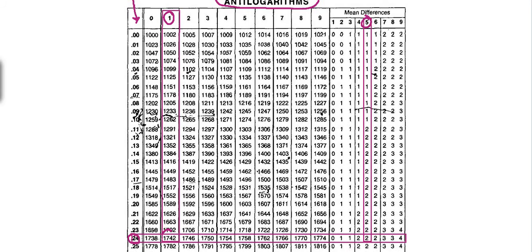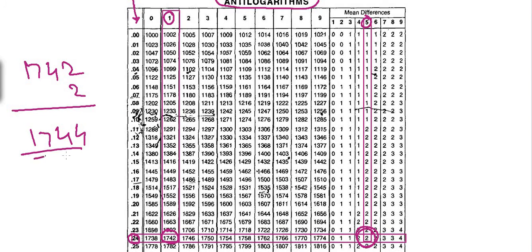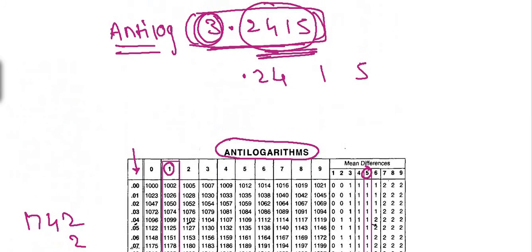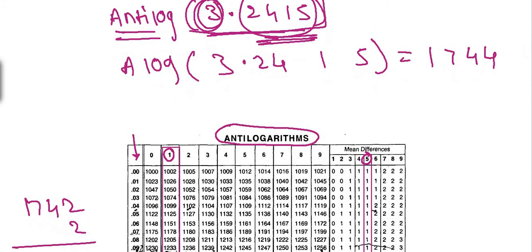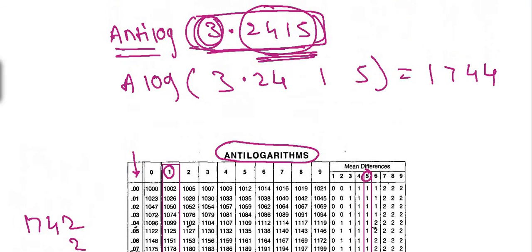So the intersection is 1742 and the mean difference is 2. Here is the mean difference. Mean difference is 2. Add the mean difference. So 1744. Now the antilog of 3.2415 is equal to 1744. Now you must be wondering, what about the characteristic and power of 10?